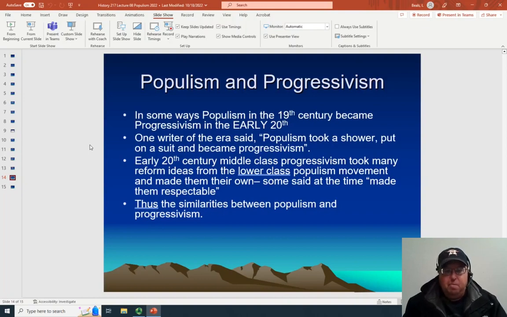19th century populism looks a lot like 20th century populism as well. Historians do make the connection between populism and progressivism. One historian argued that progressivism is simply populism taking a shower, putting a suit on, and a bowler hat. So, in other words, working class populism simply is middle class progressivism.